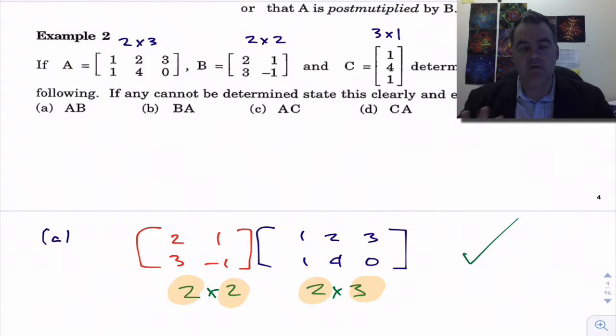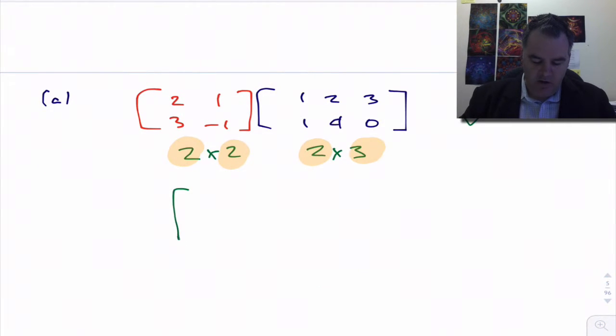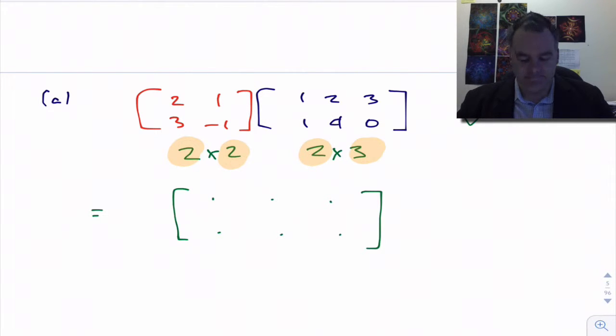So that's the way that you can tell the dimensions or the order of the matrix that you end up with. It's just those two numbers. The first one, in this case the number of rows in the first one, number of columns in the second one. So we're going to end up with a 2 by 3 matrix. So I could kind of sketch out the answer of what it's going to look like. It's going to have 2 rows and it's going to have 3 columns. So it's going to look like that, a 2 by 3 matrix. Here's how you do it.